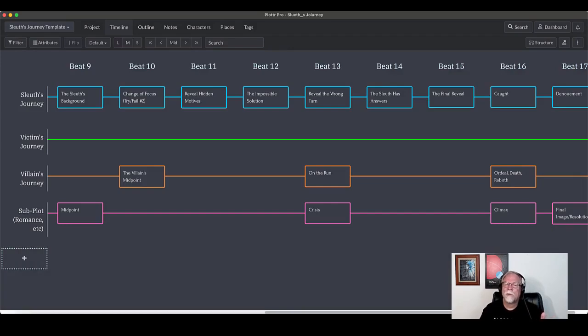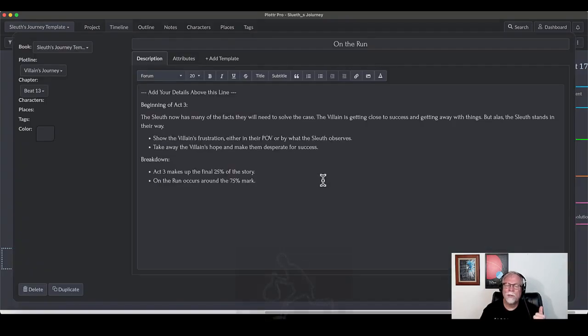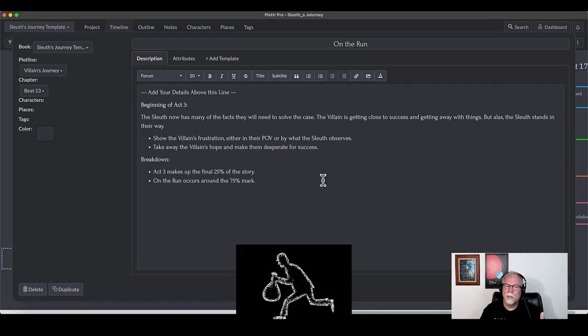Okay, so once we reveal the wrong turn, we're going to see that the villain, if we're showing their point of view, realizes that there has been a wrong turn and that the detective is now on the right track. The detective may not know who they are, but they have an idea that the detective may know who they are. And so now they are on the run. They're frustrated. They're angry that they may get caught and may not get away with it. And they're kind of losing hope and becoming desperate for success. That's what causes them to make the final errors that allow our detective to catch them.